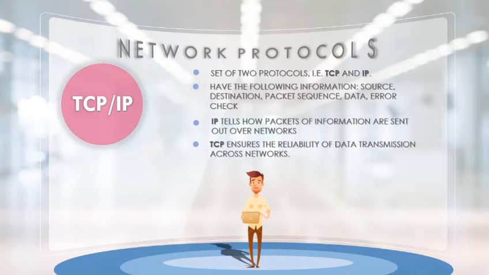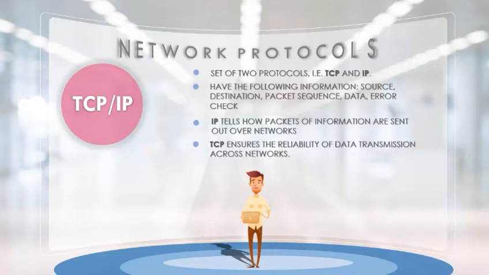We have already discussed this on the topic of packet switching. Data is divided into packets and sent over the network to be received at the destination. In these TCP/IP protocols, packets have the following information: the source, which is the computer or device that sends the information, then the destination, the computer which should receive the data. So that is source and destination.